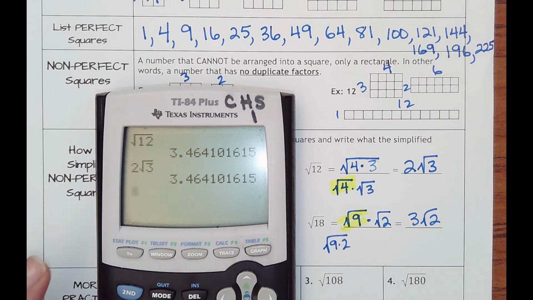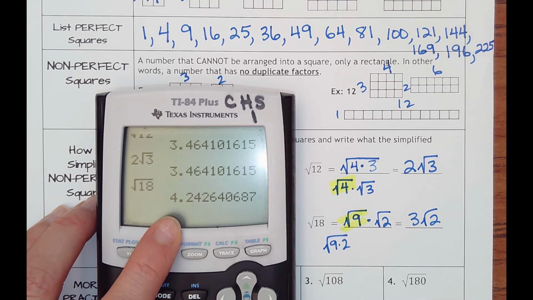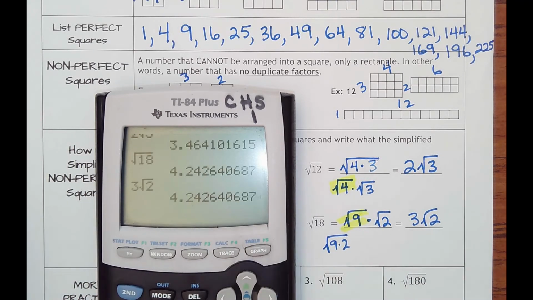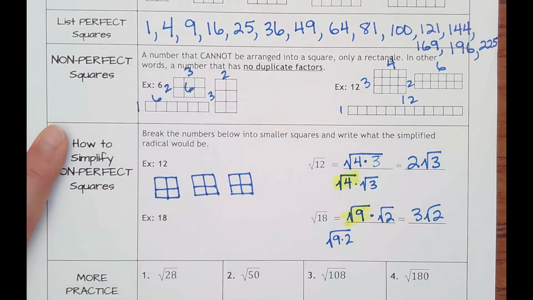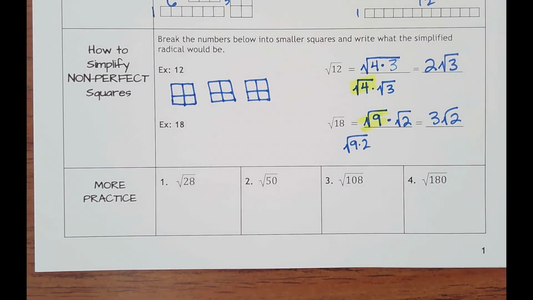And then let's do the square root of 18. Totally different number. And if I put in 3 square roots of 2, look, they match. So again, I did not change the value, I just changed how it looked. That's what simplifying is all about. So we've got 4 more here. I'll do the first 2 with you, and then I'll let you pause and try 3 and 4.